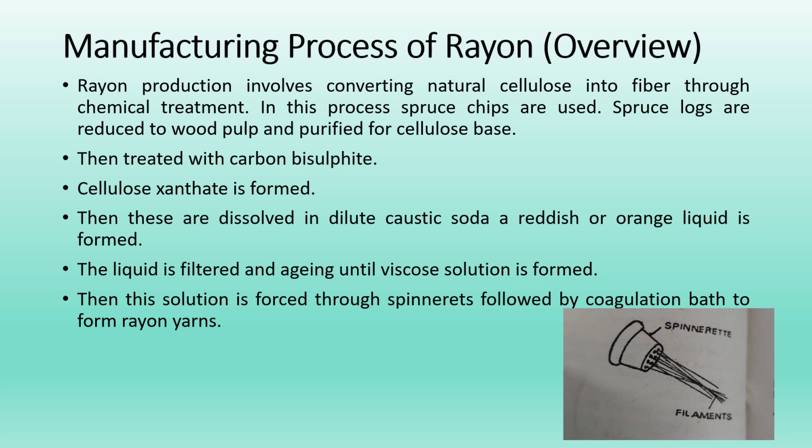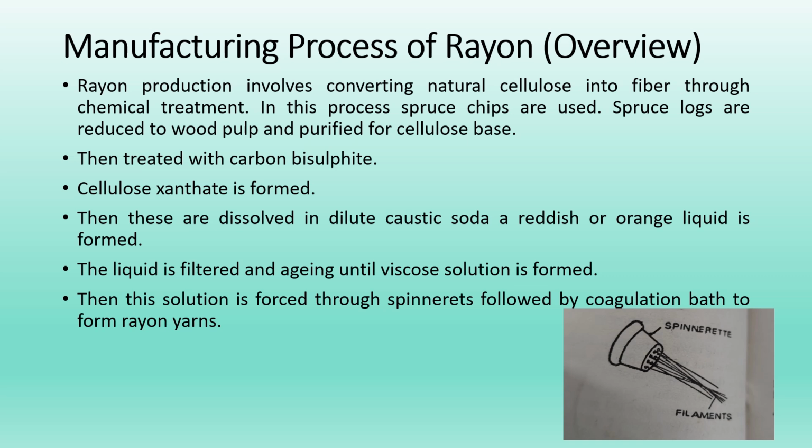The overview. In this process, spruce chips are used. Spruce logs are reduced to wood pulp and purified for cellulose base. Wood pulp is treated with caustic soda to form alkali cellulose. It is treated with carbon bisulfide to form cellulose xanthate. This is dissolved in dilute caustic soda solution. A reddish or orange liquid is formed.